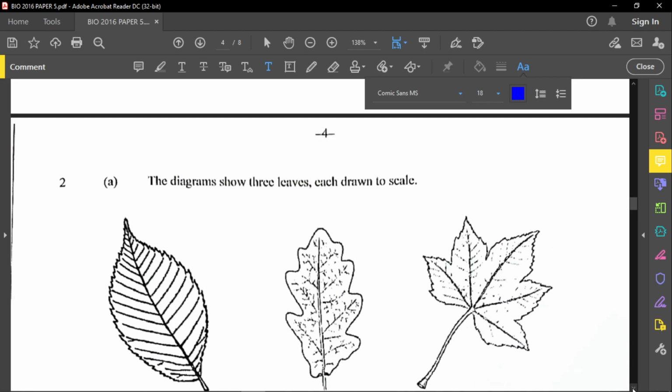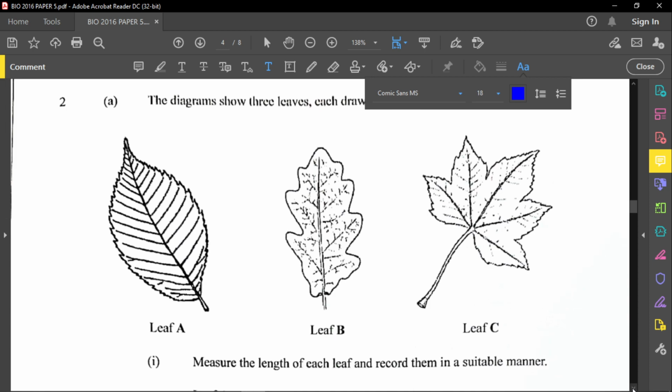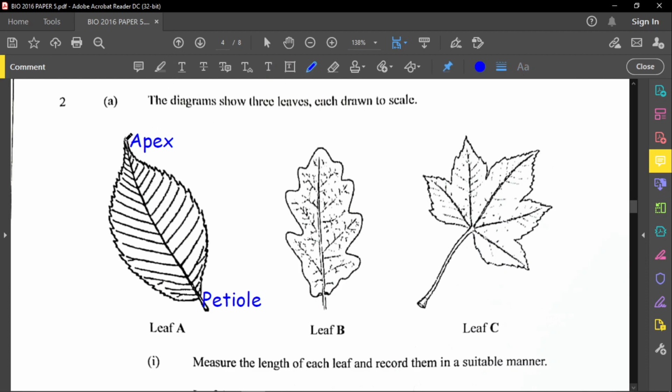And this one, the diagrams show 3 leaves, each drawn to scale. The first question here asks us to measure the length of each leaf and record them in a suitable manner. If we're going to record the length of a leaf, you want to measure from the apex, which is the tip of the leaf right there. So you measure from the apex onto the base right here to where the petiole begins. So this will be the petiole. So from the petiole pretty much to the apex, okay? Just to make a note of that. And so you want to take your measurement starting from here and ending right here, right?